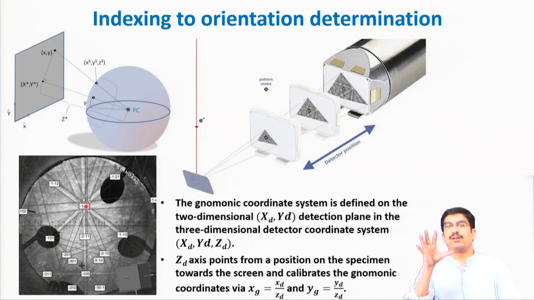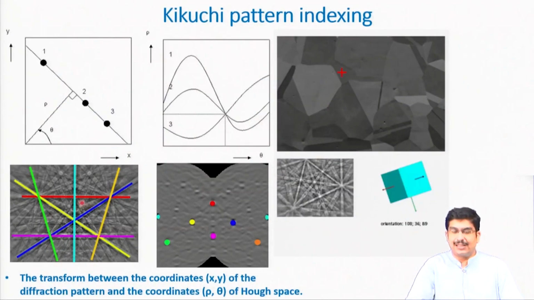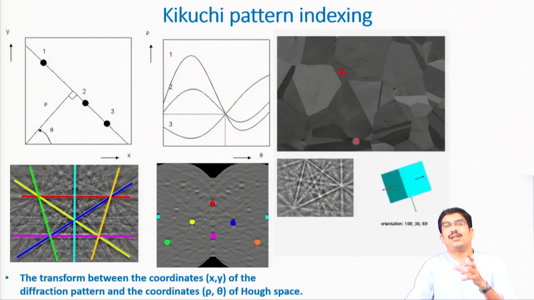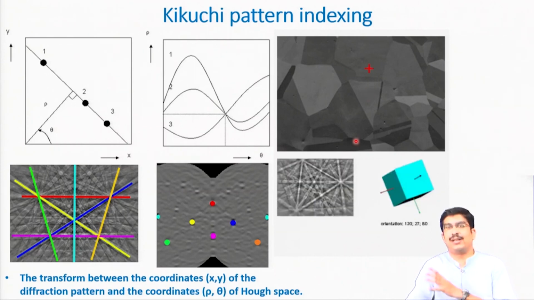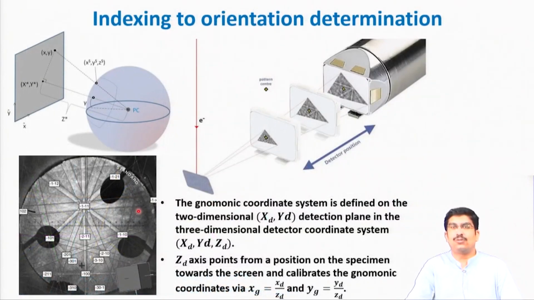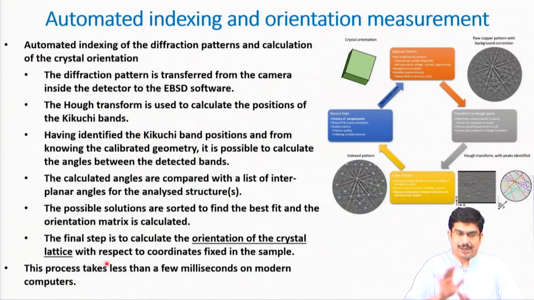After indexing, you can figure out how each of these grains is oriented with respect to the specimen coordinate system. Now you have just defined the crystal coordinate system, but after this you want to determine the relationship between the crystal coordinate system and the specimen coordinate system. That you can do in a completely automated way, and for that you have to do this calibration and so on. Okay. So this entire process, as I said, is known as automated indexing and orientation measurement.